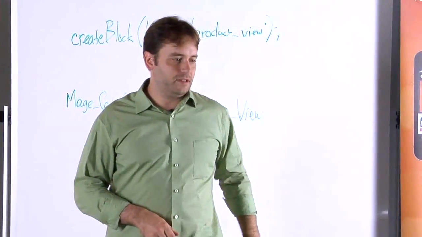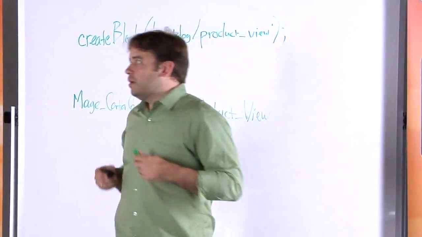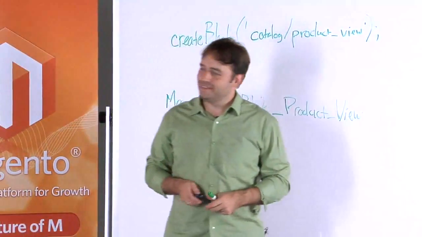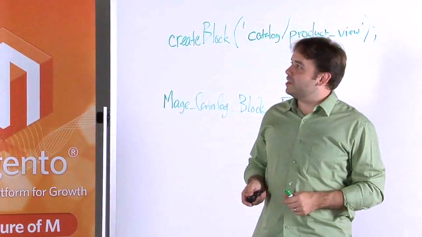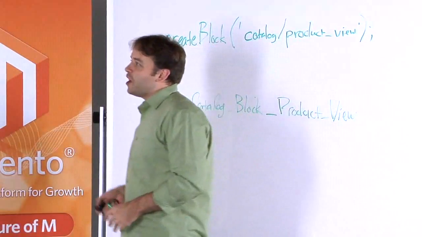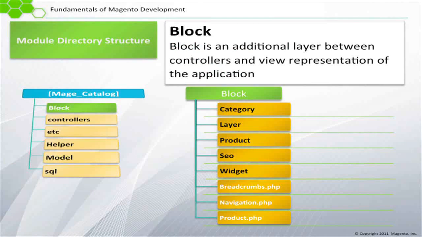All right, so onward. Let's see. All right, so that's the block folder. And similar, by the way, the similar thing happens with factory methods for helpers and models. And we'll look at all these factory methods as we move on.